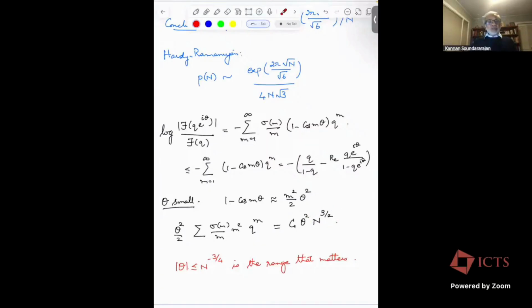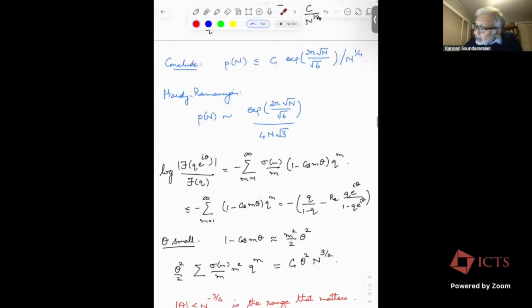Okay, so this basically means that the values of theta that are important are in the range of n to the minus 3/4. And so if you compute that integral, you get a Gaussian integral on the scale of n to the minus 3/4, and that gets multiplied to this 1 over n to the 1/4, and that's where you get this Hardy-Ramanujan asymptotic with an n in the denominator.